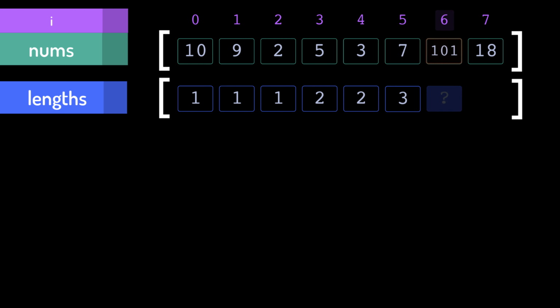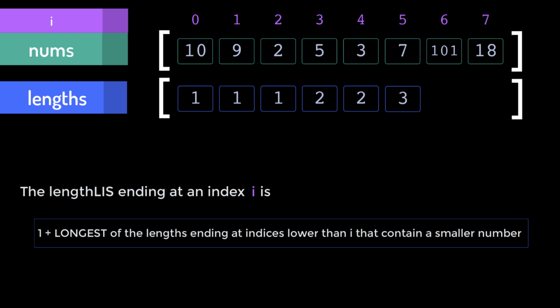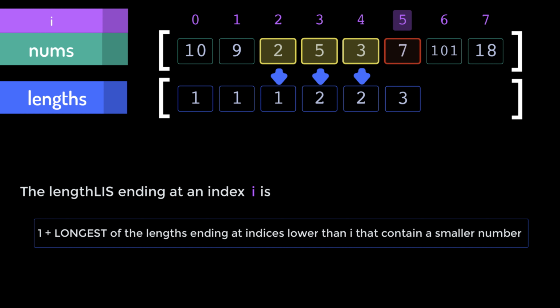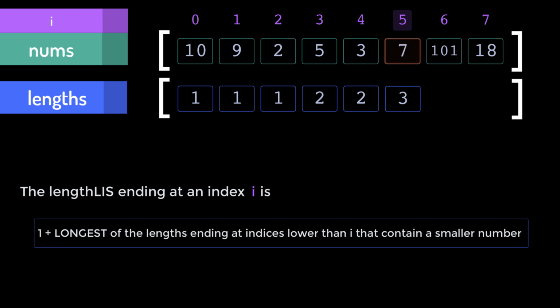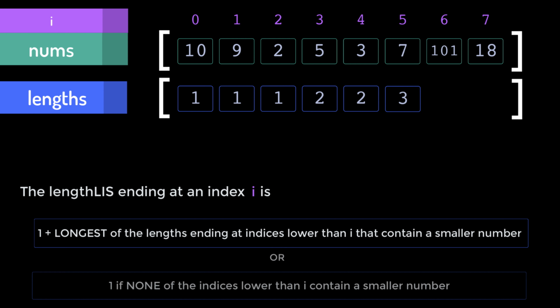To formalize this logic, the length of the longest increasing subsequence ending at an index I is 1 plus the longest of the lengths ending at lower indices that contain a smaller number. In simpler terms, this boils down to looking at the number at index I, then finding all the smaller numbers to the left of it, then looking at their corresponding lengths and adding 1 to the longest length. In the case where none of the lower indices contain a smaller number, the length is just 1. This just means that the longest increasing subsequence is just the subsequence that only contains the number at index I.